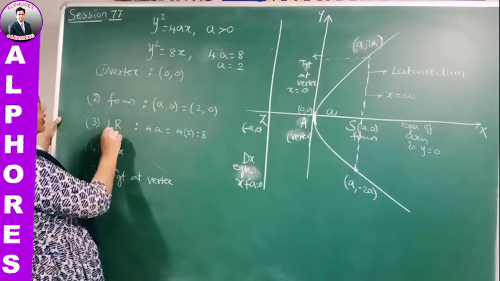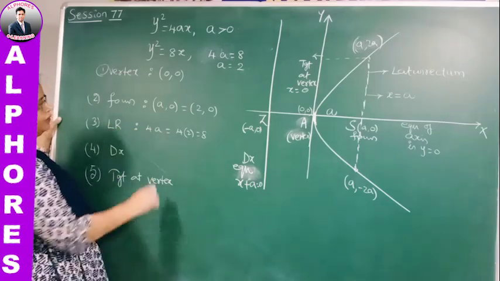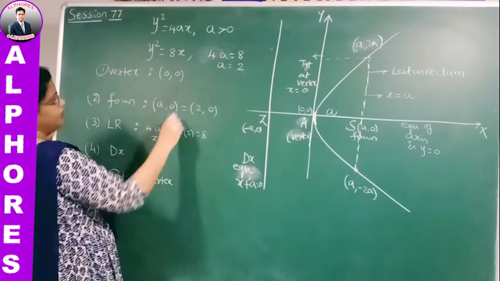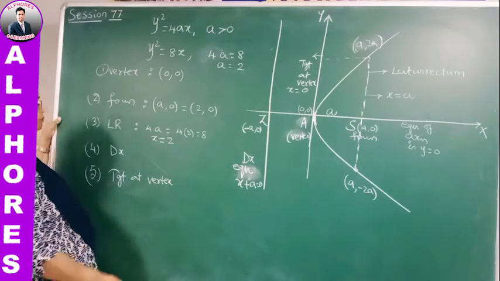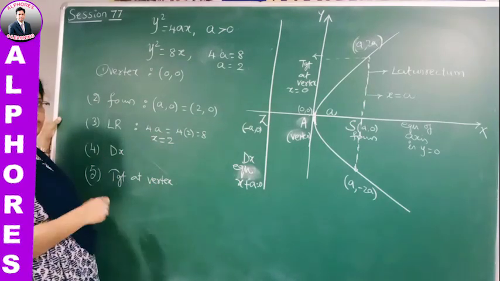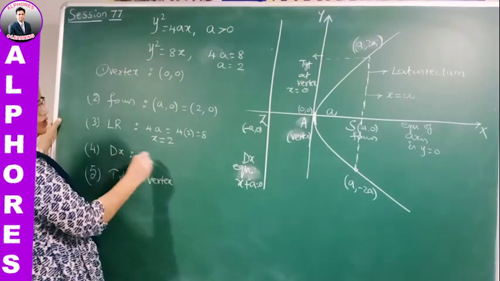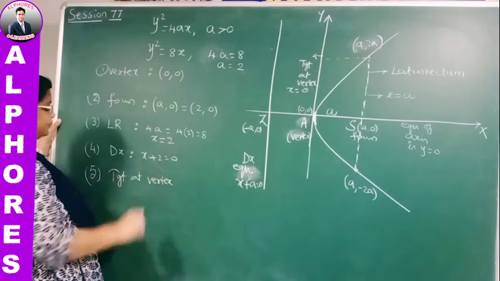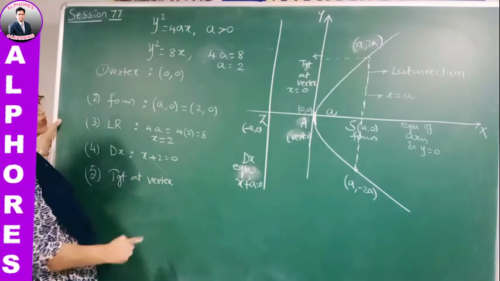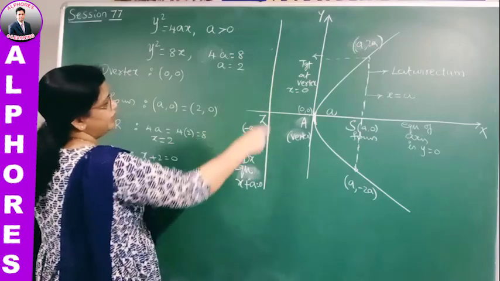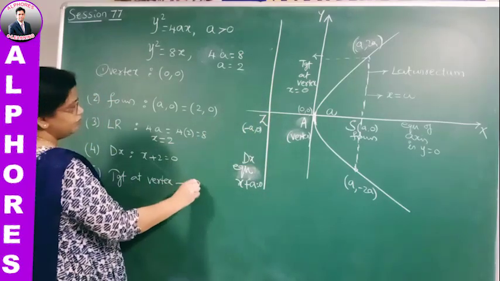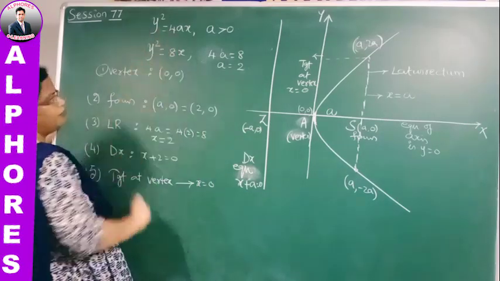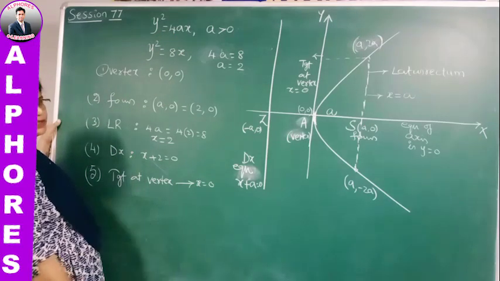And next, the equation of the latus rectum. It is x equal to a. So a is 2, therefore the equation is x equal to 2. Next, what is the equation of the directrix? Directrix is x plus a equal to 0, which implies x plus 2 equal to 0. Now the tangent at vertex is the y axis, and therefore it is x equal to 0. Like this we can use the standard form y square equal to 4ax. Okay students, just a small example I have taken.